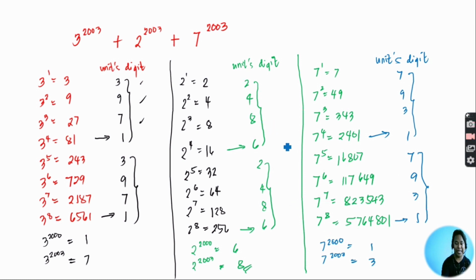So, we have already the units digits for each term. And we have 7 plus 8 plus 3, which is 18 as our sum. And for this value, the units digit is 8. So, which is letter D. So, the answer for our first problem is letter D.